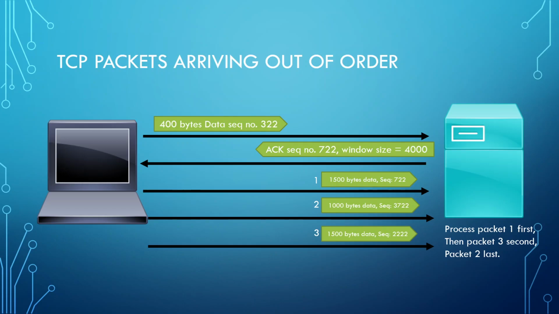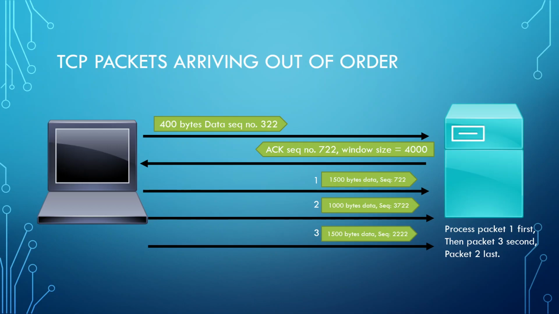So in this case, the client is going to be sending multiple packets to the server. Again, the client sent the first packet, which was acknowledged. The window size is changed to 4,000. It's now going to send 3 more TCP packets with sequence numbers 722, 2222, and 3722. In this case, the TCP packet with sequence number 722 arrives first. The packet with sequence number 3722 arrives second, and then the packet with sequence number 2222 arrives third.